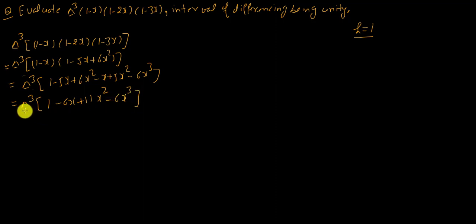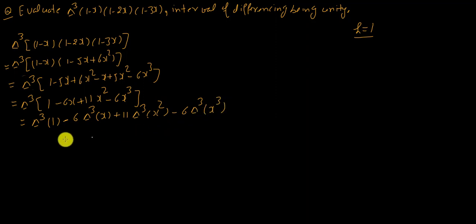we know that this forward difference operator is distributive over addition, so it will be delta cube 1 minus delta cube 6x, 6 will come out because we have the property, so delta cube x plus 11 will come out, delta cube x square minus 6 delta cube x cube. Now here see, let me calculate these things one by one.